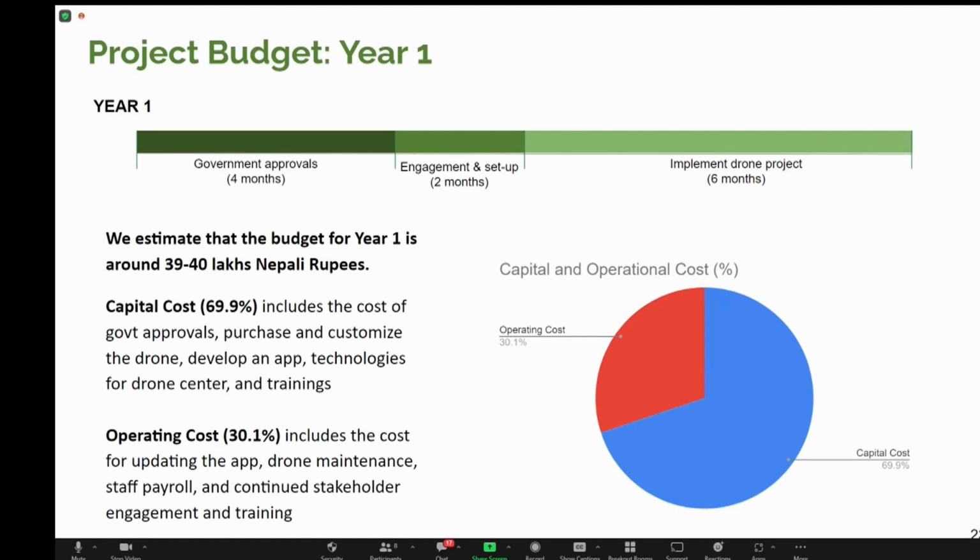This we estimate costs about 39 to 40 lakhs for year 1. You can see that about 70% of that first year budget is just dedicated to capital costs, so setting up the app, setting up the hub, whereas only 30% is dedicated to the operating cost. So any maintenance that needs to be done or the stakeholder engagement.